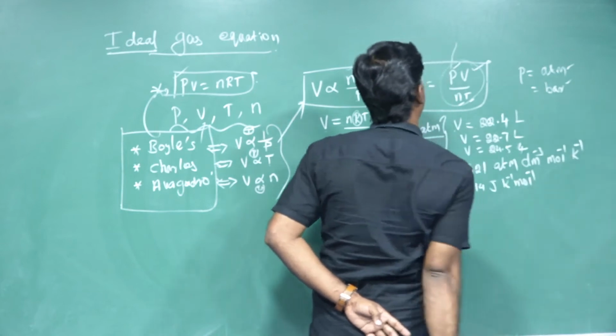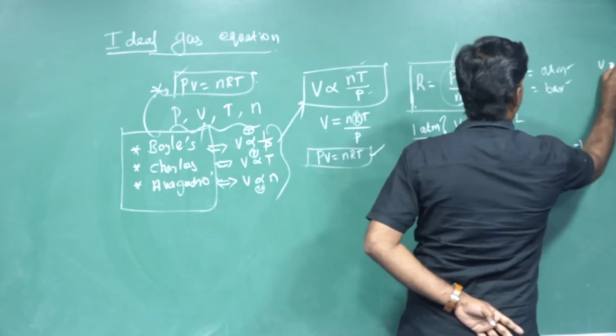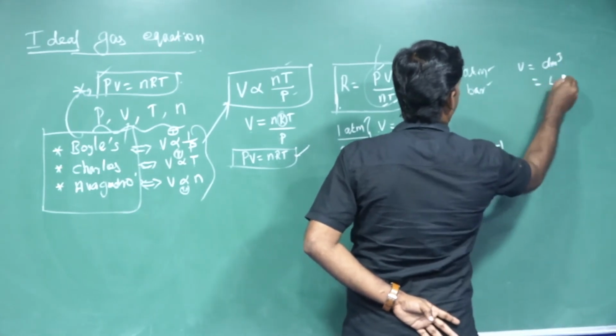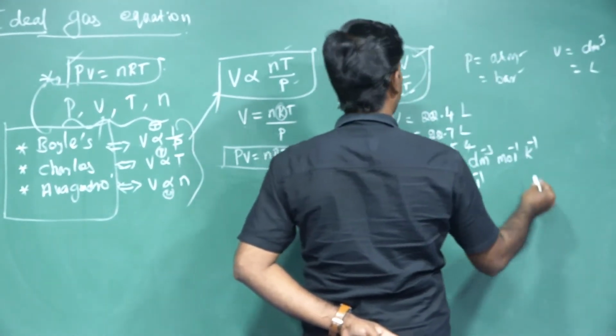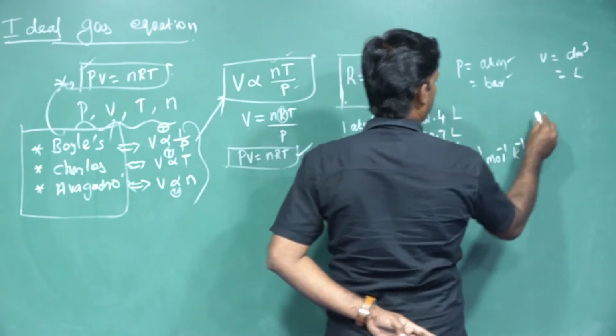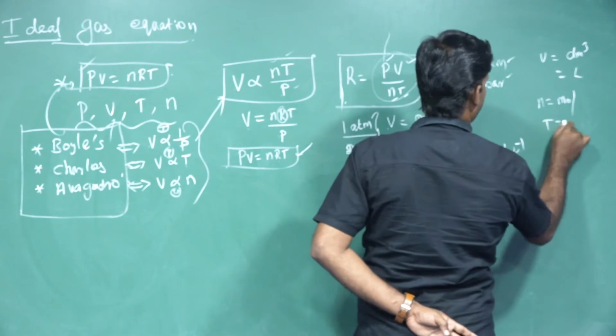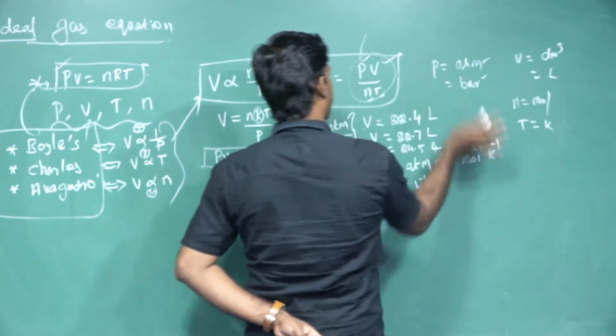These are what you can take. Volume: what are the possible units of volume? Decimeter cube, liter, like this you can take. Temperature and number of moles, always per mole only. Temperature, you always have to take in Kelvin. So these are the unit conversions.